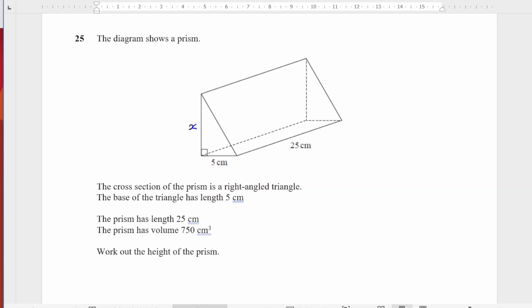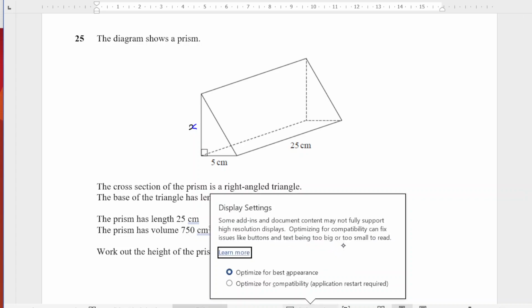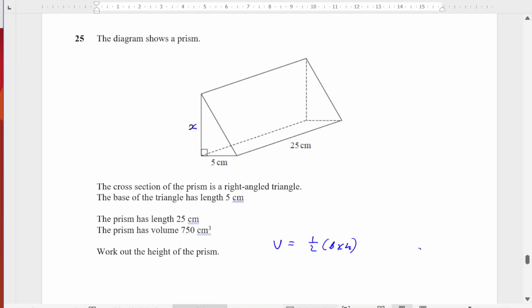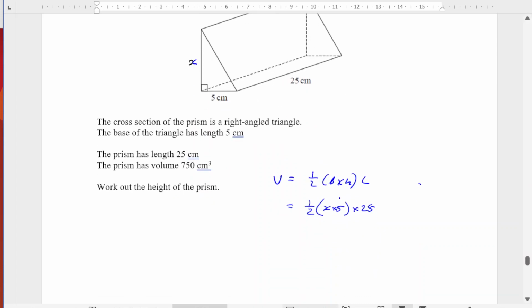And I'm going to say that the volume of the prism, let me just charge my laptop. So the volume of the prism is going to be equal to a half of base times height times by the length. So in this case, that would be a half of x times 5 times by 25. And I'm not going to bother simplifying that just yet. What I'm going to say is that that volume is 750. So I'm going to rewrite it as a half of x times by 5 times by 25 is going to be equal to 750.